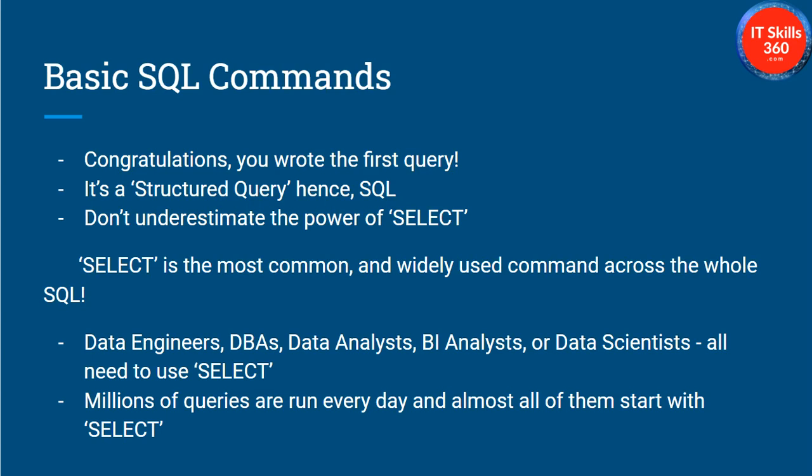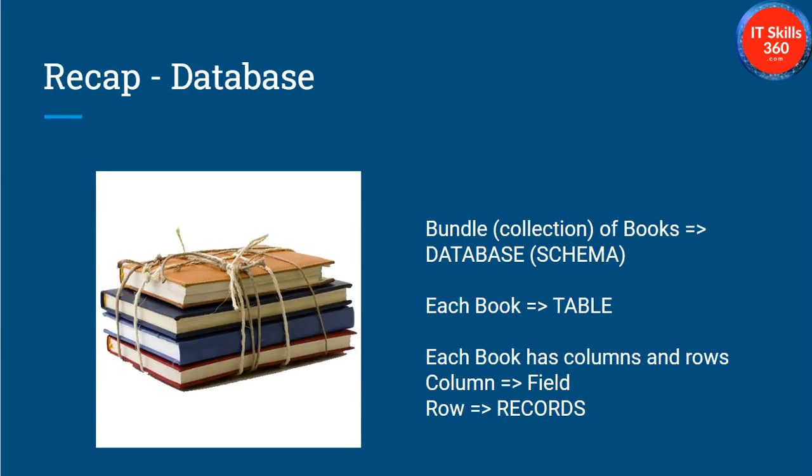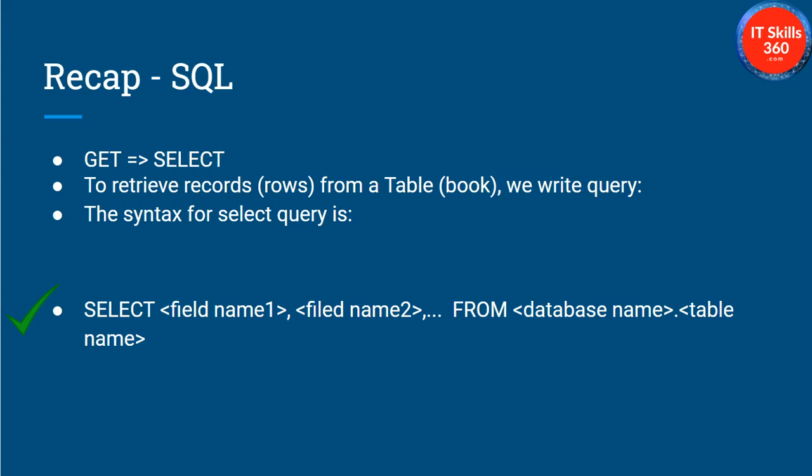That's why this select command is where 99% of things will revolve around. Okay, just to recap quickly, our database is a collection of books, which we can also call a schema. Each book is nothing but a table, and each table contains columns and rows. We call columns fields and rows records. That's what I wanted to recap on the SQL side. Now get is equivalent to select. To retrieve records from a table, we just write a query, and the syntax is very simple again.